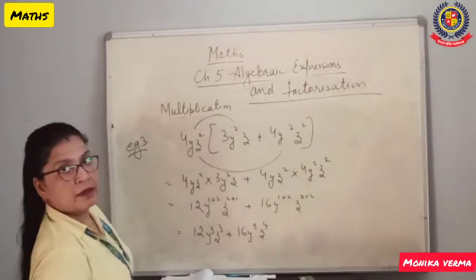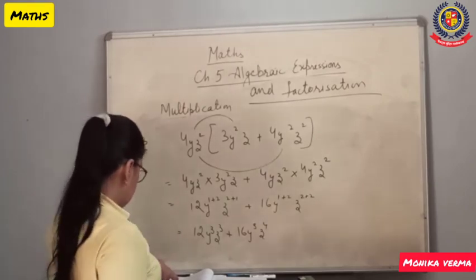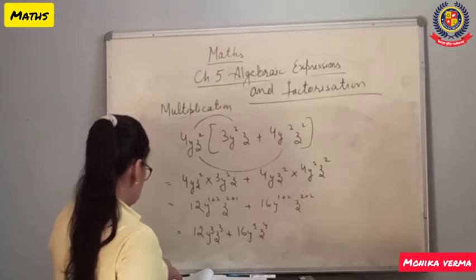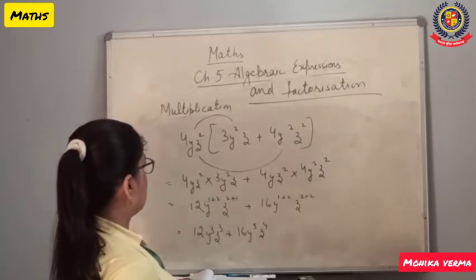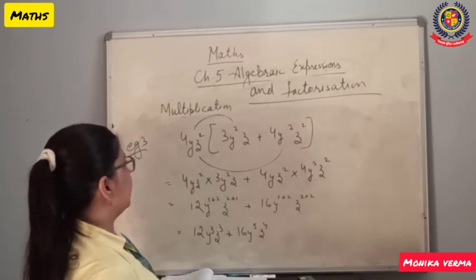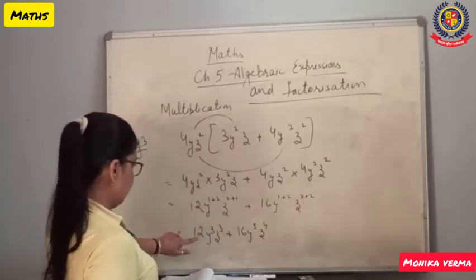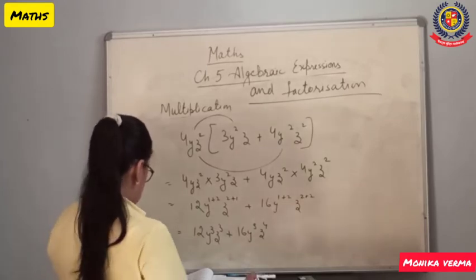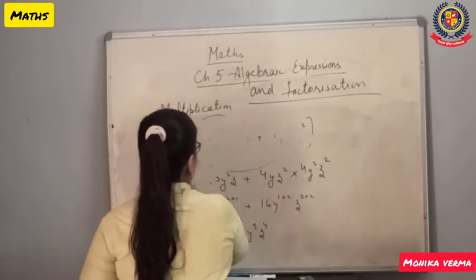Is it okay? What we have done? 4yz square, 3y, 4 3s are 12 and 4 4s are 16. We have done this and this is our answer. Example 4.